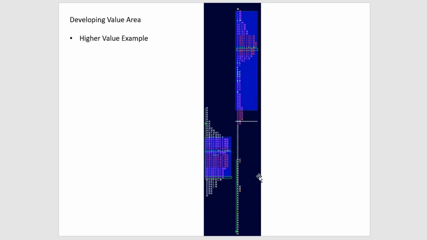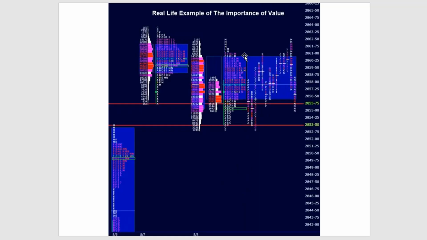Now we have an example where value is clearly higher. When value is clearly higher, that's a far more aggressive day. So not only was value higher, but so was price on this day. Now, as we go forward, we'll talk about the importance of the shape of these profiles themselves, but not right now. All we're saying in this case, value is clearly higher throughout the session. So it was a fairly strong day when you're looking at value.